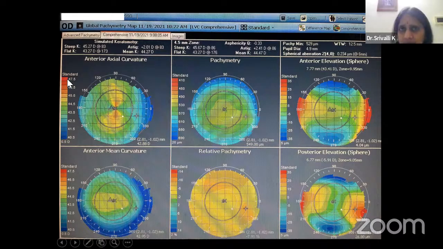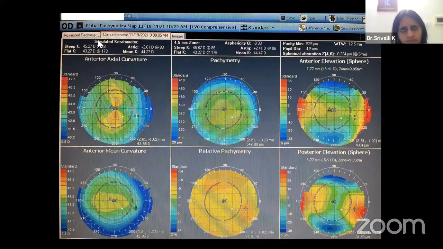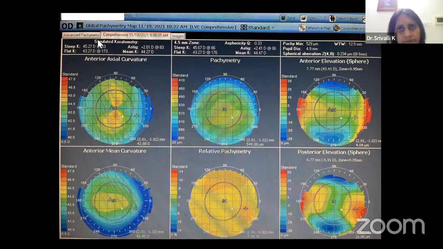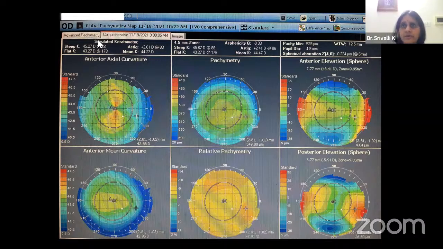No, I didn't get you. Can you repeat, ma'am? If there is an abnormal tomography with less than 500 micron, then it's a thin cornea, no, ma'am? Even if it's just less than 500. So if you have an abnormal tomography, if you have steepening, if you have ectasia, then even if it is not less than 500, it can be keratoconus, right? Yes, ma'am. Only one point will not tell you whether it is keratoconus or not. You have to put all the points together and then give your diagnosis.